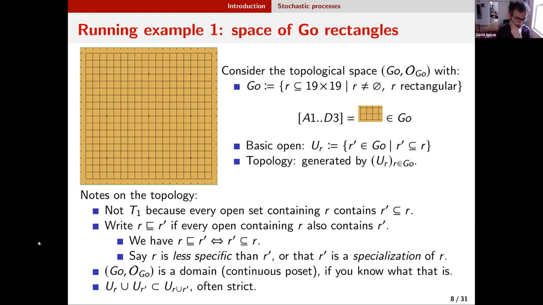I also want to note that the open defined by R, union the open defined by R prime, is not necessarily the open defined by R union R prime. For example, if I take the open for this rectangle there, union with the open for this rectangle here, then neither of them contains the big rectangle. Neither of those opens contains the big rectangle. Whereas U of the big rectangle would.